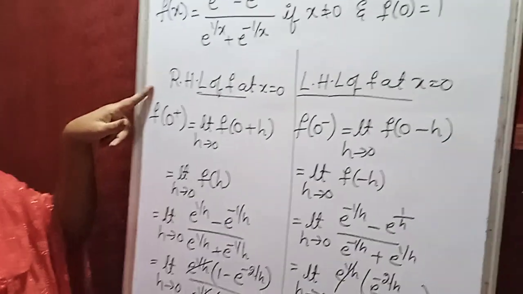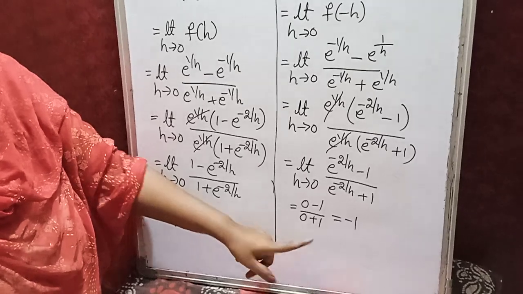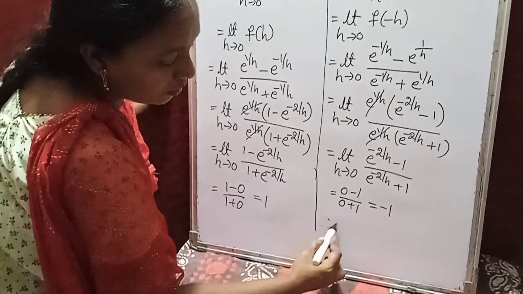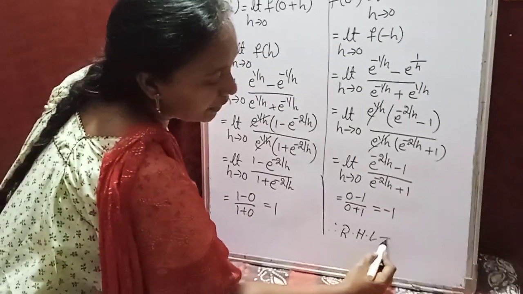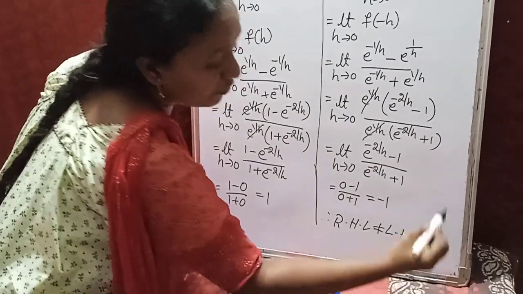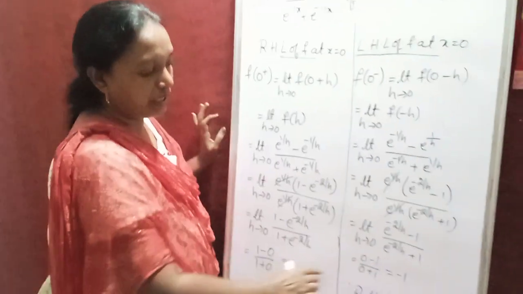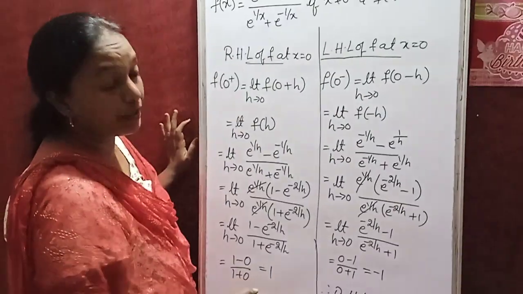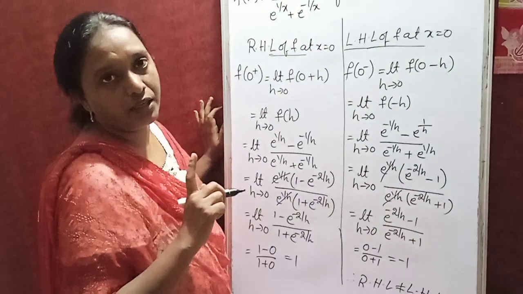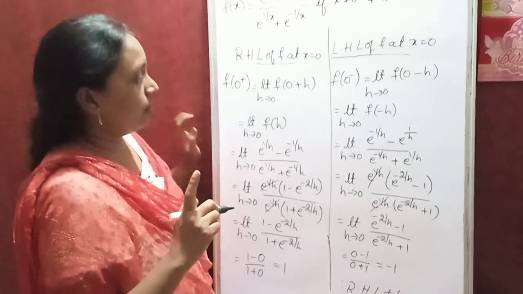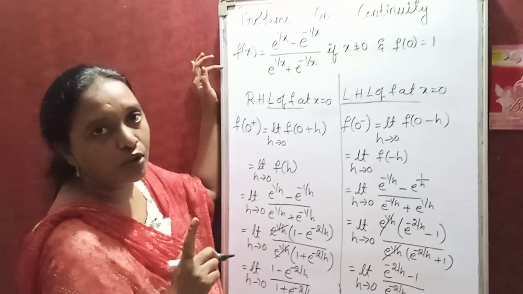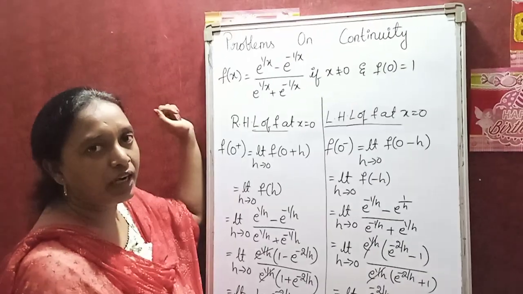So my right hand limit is equal to plus 1 and my left hand limit is equal to minus 1. Plus 1 and minus 1 are not equal. Therefore, my right hand limit is not equal to left hand limit. Both the limits exist but they are not equal. So, this goes under jump discontinuity. That means this type of discontinuity belongs to discontinuity of first kind. I hope you all understood this problem.